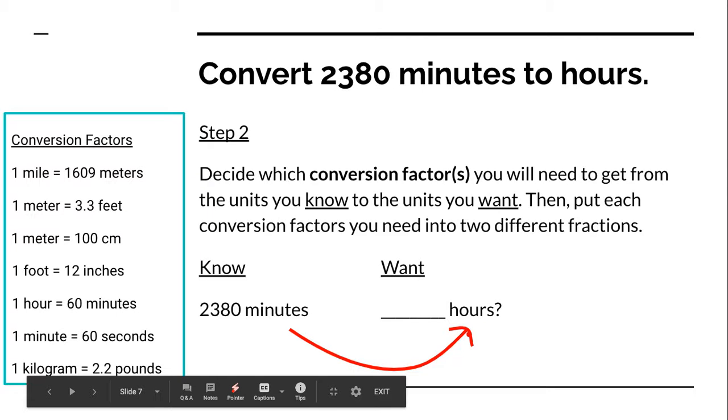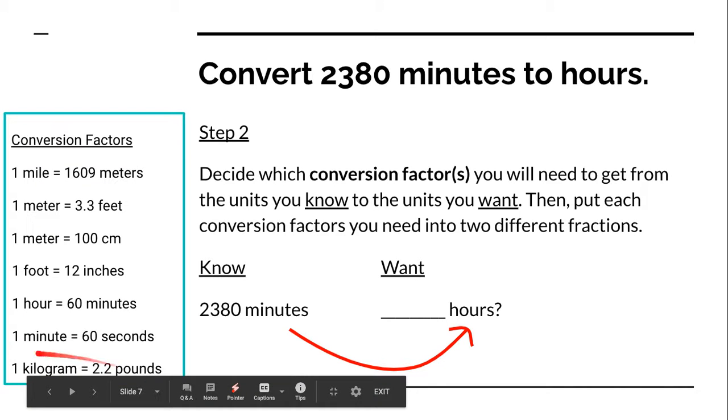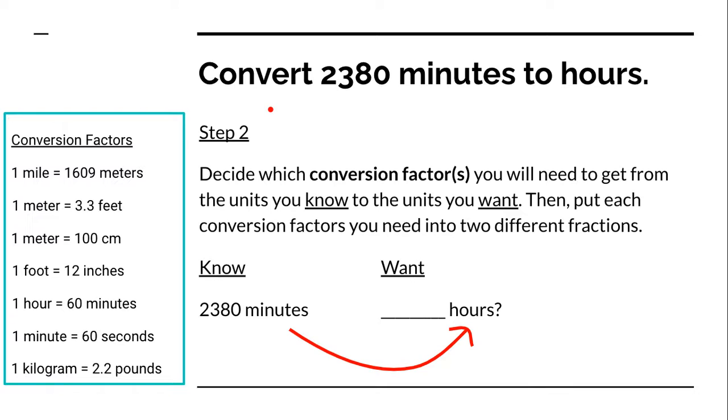Next step. Over here, I said for step 2, decide which conversion factors you will need to get from the units that you know, like the minutes, to the units that you want, which we want hours. And then put each of those conversion factors you need into those two fractions. Now, on the left side, this box right here that I have all these lists of conversion factors, remember, I always give those to you. You don't have to memorize them, but you have to know which one you need for the problem that you're trying to solve.